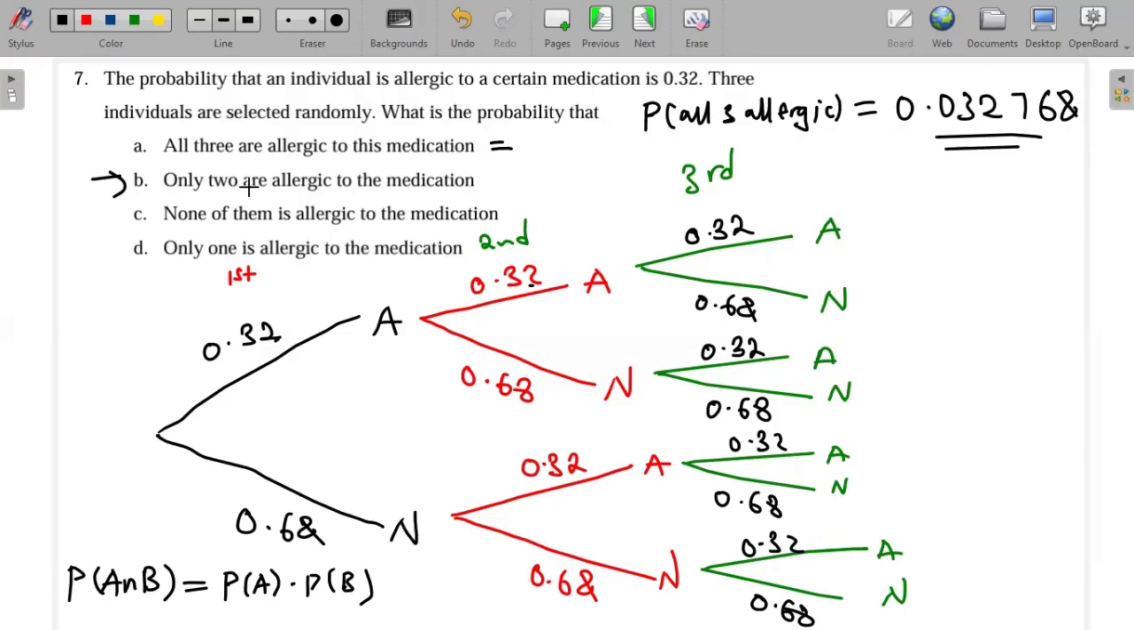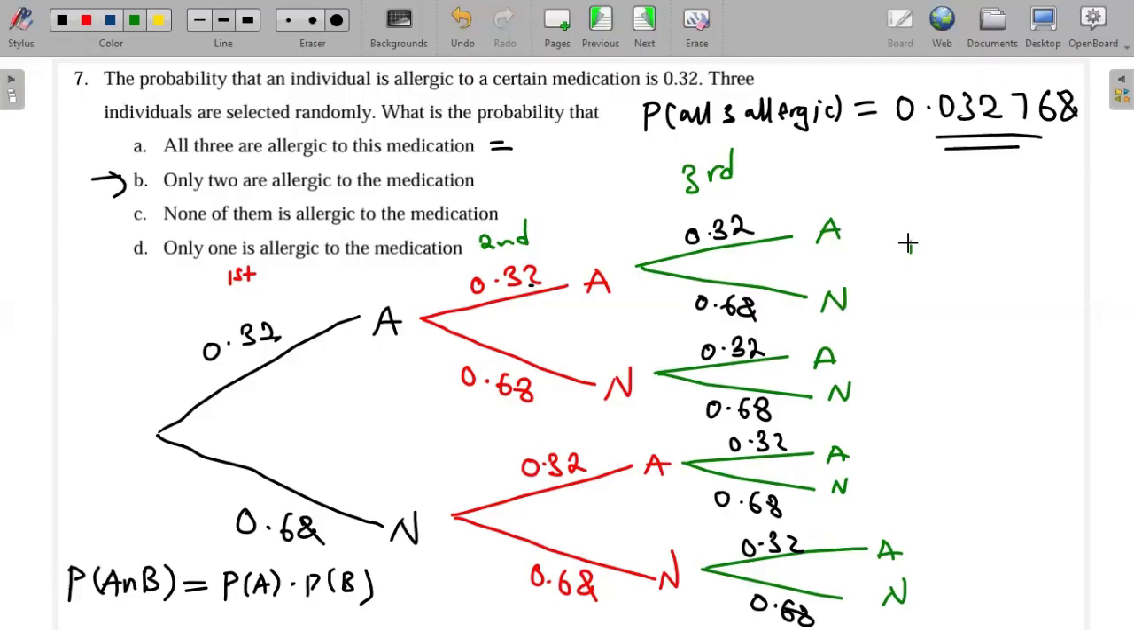And then part B, they're asking, what is the probability that only two are allergic to the medication? It's going to differ in the path that you take. Because remember, we're selecting three individuals. So only two are allergic. It can either be the first is allergic, the second is allergic, and then the third is not. Because we are just saying only two are allergic.